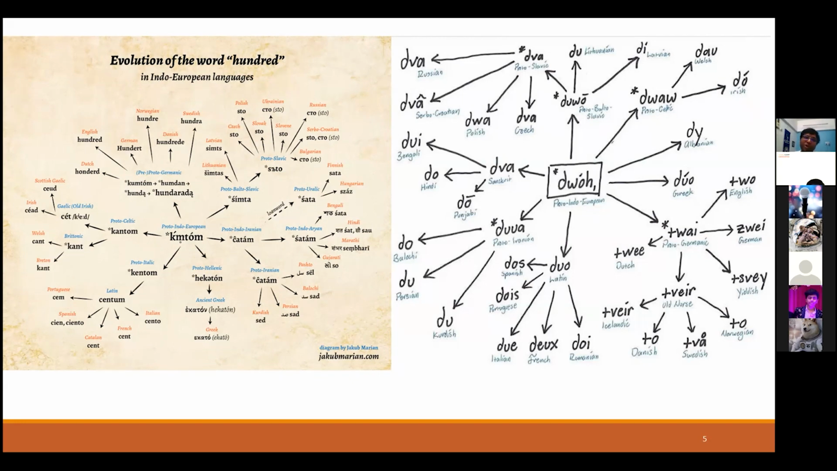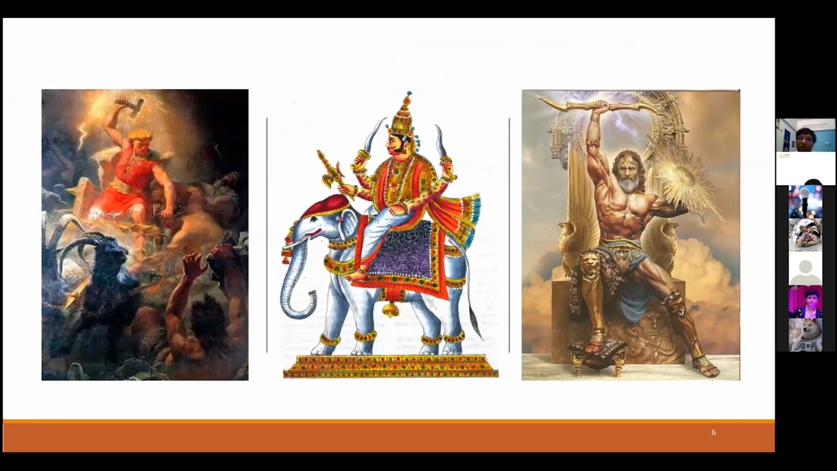And this is not just about the words. So now you can see three gods. Which is the god on the left? Is it Thor? Yeah. God in the center? Is it Indradev? Yeah, Indra, yes. And the god on the right? Zeus. Yeah. So even the concept of the king of gods is a very common example across major cultures which speak these kinds of languages.